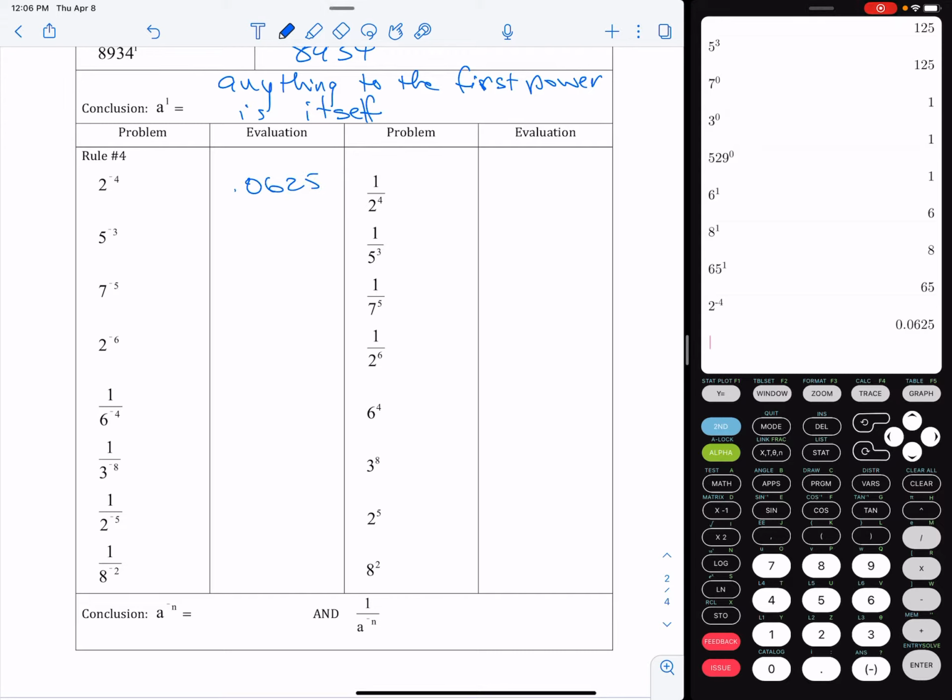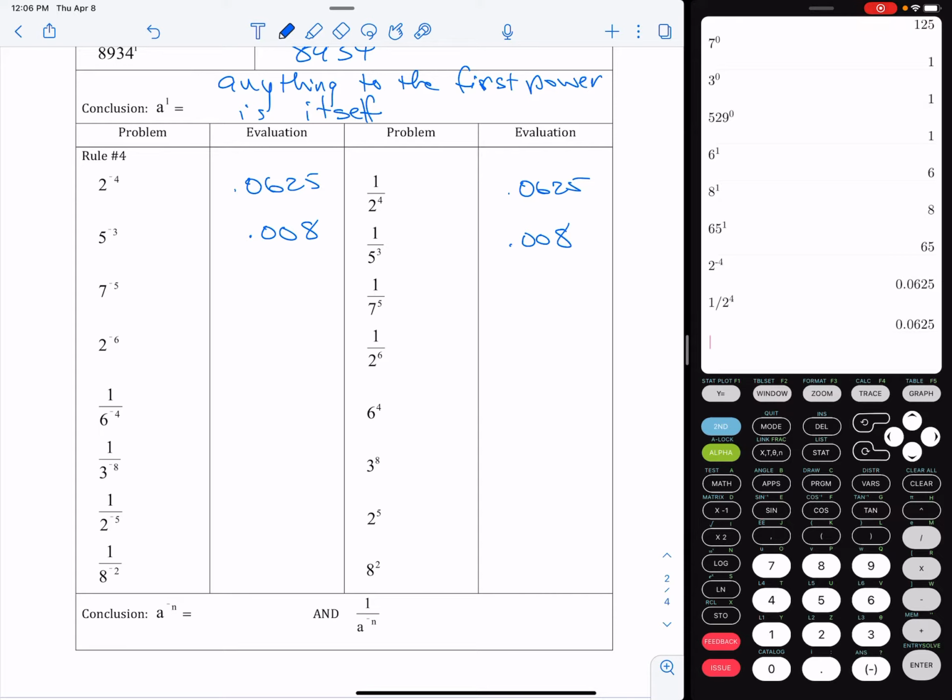And when you typed in the other one, 1 divided by 2 to the 4th power, you ended up with the same exact answer. So what you find out is on every one of those, you end up with the same exact answer. When you typed in 5 to the 3rd power, you get 0.008. When you typed 1 over 5 to the 3rd power, you get 0.008. So those must have something to do with each other.